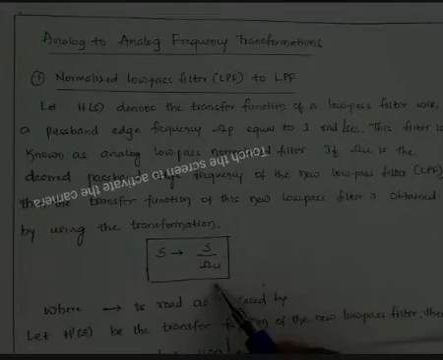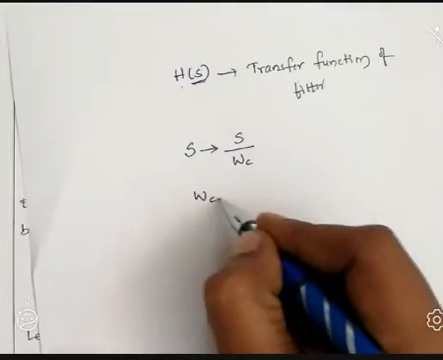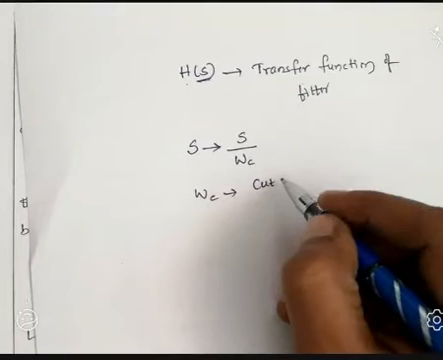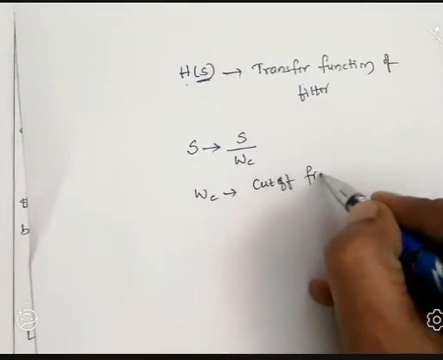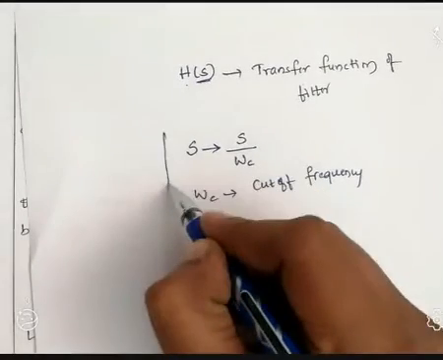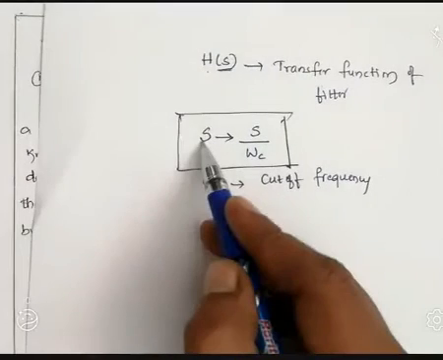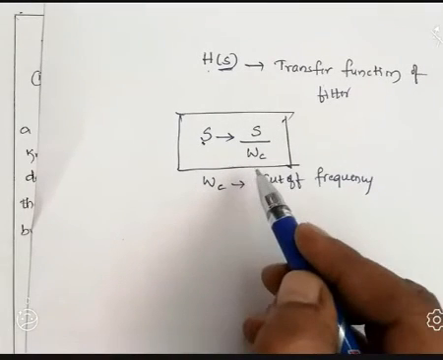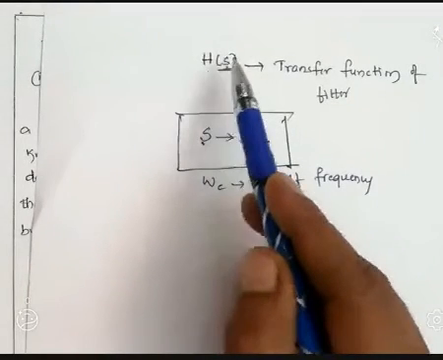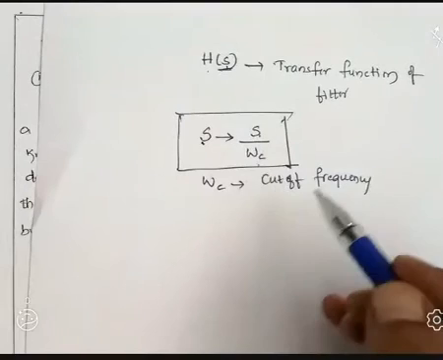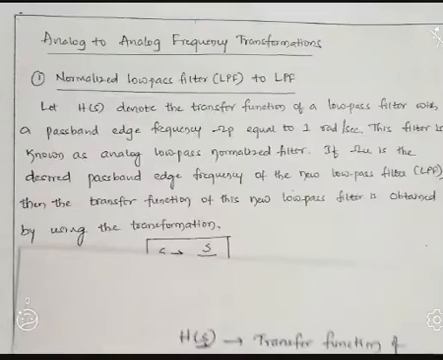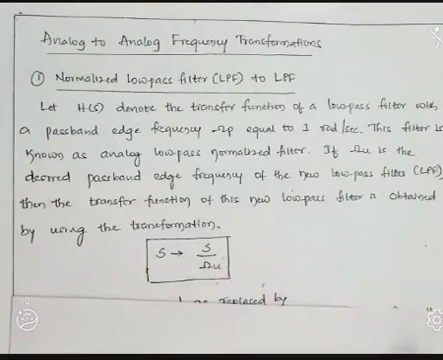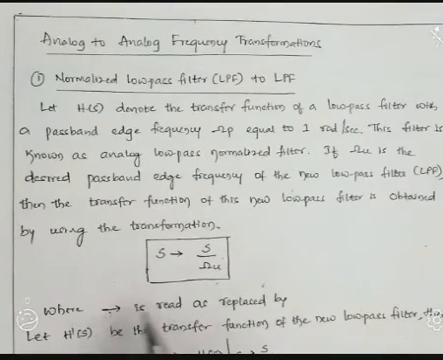In some other textbooks, it is written as S replaced by S by omega c, where omega c stands for cutoff frequency. So from this expression, we can say that the prototype low-pass filter is converted to a low-pass filter of desired frequency. That is done by replacing S, wherever it is there in the transfer function of the filter, by S divided by omega c, where omega c stands for the cutoff frequency of the filter. Or we can write the expression like this: S divided by omega u. The meaning is the same.